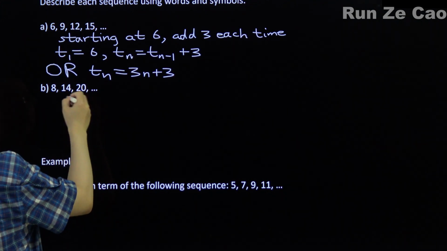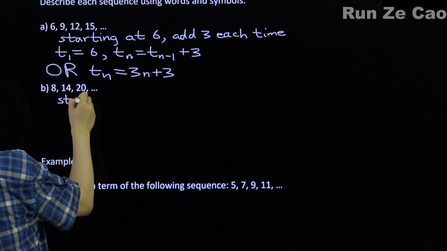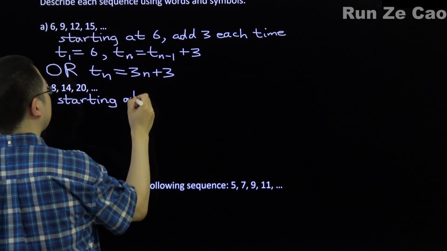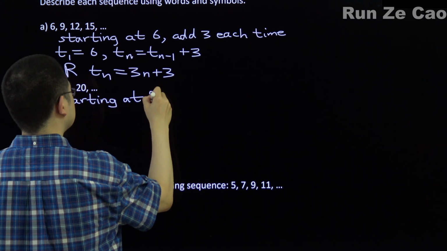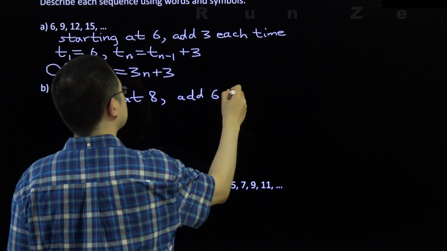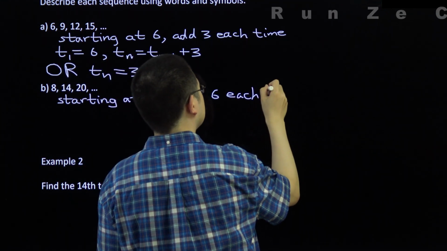8, 14, and 20, starting from 8, add 6 each time.